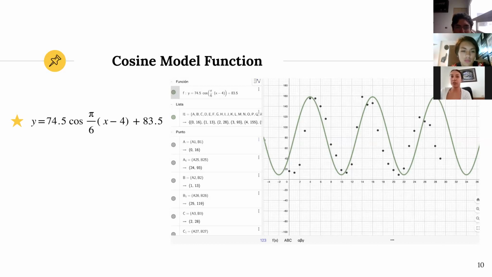Cosine model function. After figuring out all of these values, we combined all of them to form the equation that correctly modeled the data from the table. In this case, it was y equals 74.5 cosine of pi over 6 times (x minus 4), plus 83.5.